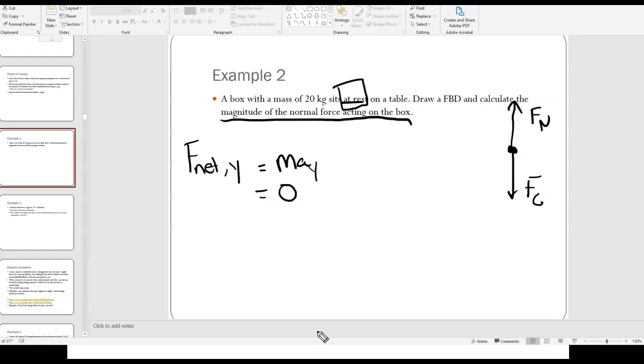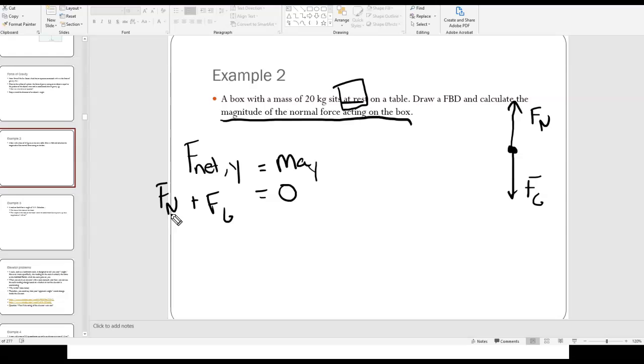Now I go to step 3. I write out the sum of the forces. Remember what I said: always write out the sum of the forces before you plug in numbers. This is why. All of a sudden, I have an equation that has Fn in it. That means as long as I know what Fg is, I can easily find Fn.